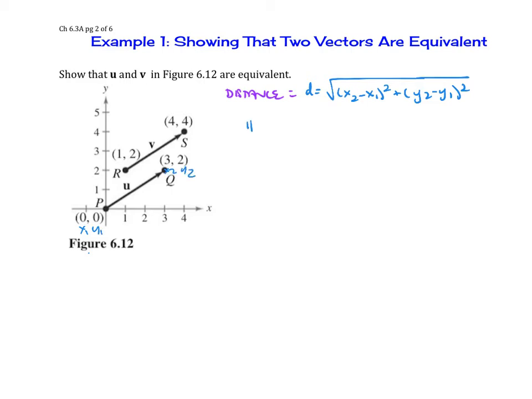So the magnitude, we write that with these two lines and then that small little arrow to show magnitude of this vector PQ. And then we plug it in. So x2 is 3 minus x1 is 0 squared plus y2, which is 2 minus 0 squared. And so that is going to be the square root of 9 plus 4, which is the square root of 13. Now let's do R.